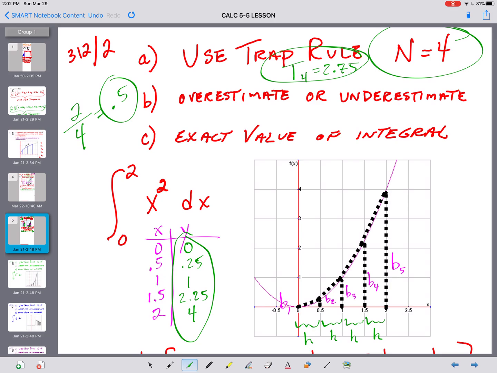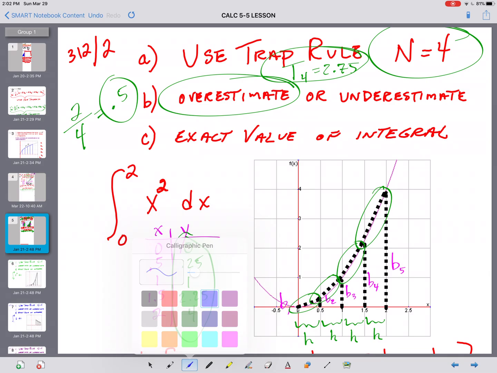Now, overestimate or underestimate? Look at the equation. The equation is concave up. My lines here are straight. So I'm actually taking a little bit extra area on each trapezoid. It's going to be an overestimate. Now, let's get the exact.